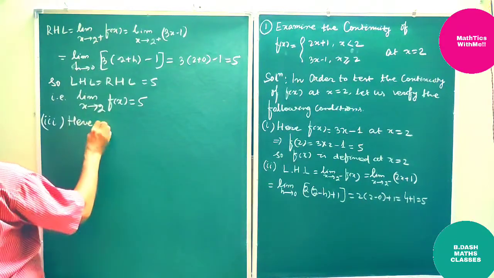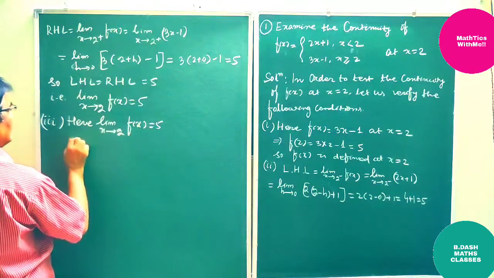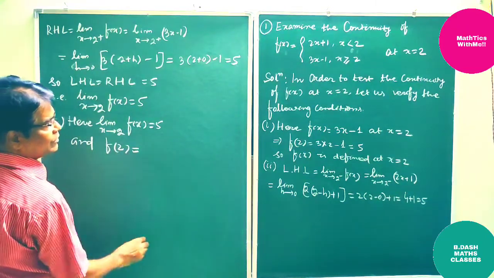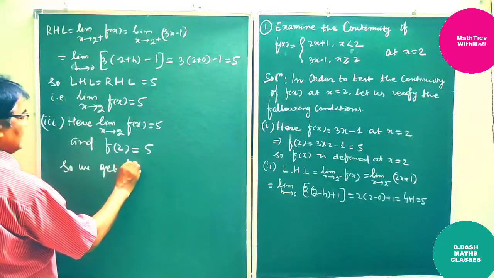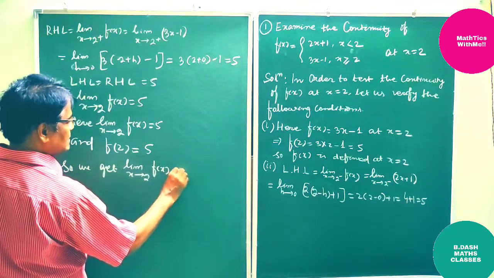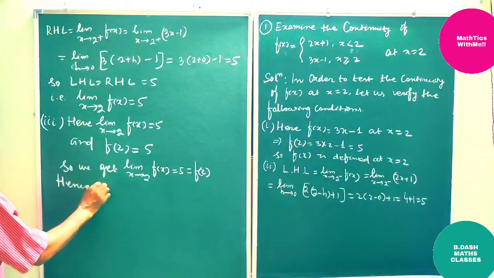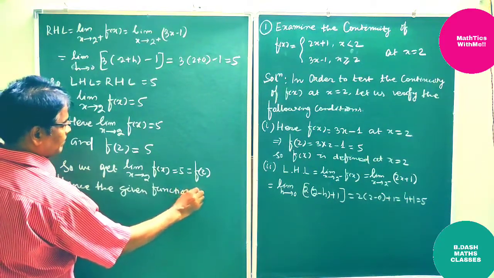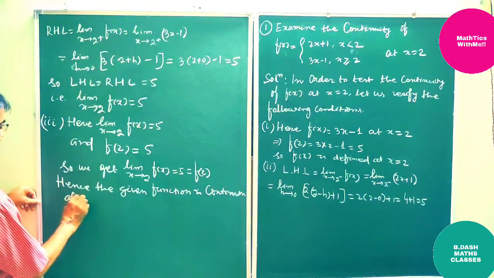Here the limit as x tends to 2 of f of x is equal to 5, and the functional value from the first step, that is f of 2, is equal to 5. So we get the limit as x tends to 2 of f of x is equal to 5, which is equal to f of 2. Hence the given function is continuous at x is equal to 2.